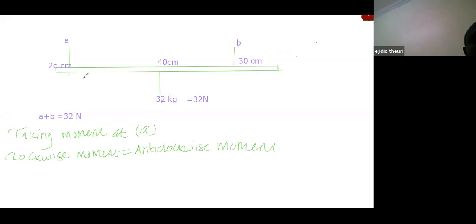Clockwise moment at A, this will give you the clockwise moment, and B will be providing the anti-clockwise moment. So clockwise moment here will be 32. What is the distance here? This is 20 centimeters. And this other one is 10, because this is 30. So taking A to be a pivot, clockwise moment will be 32 times 20 is equal to the anti-clockwise moment. The distance is from 20. Here we have 20 and 10 is equal to 30.